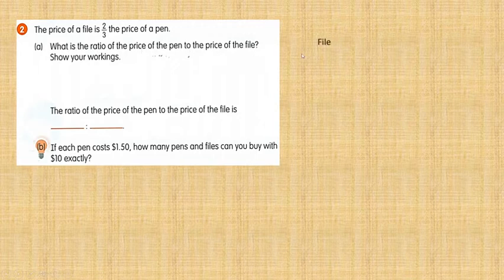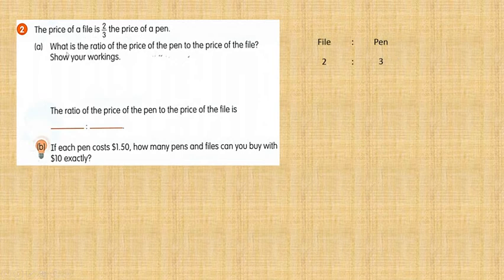So first I have to write down according to this order. The question said the file first, so write down the file first. File to pen. It's 2 over 3, it means it's 2 to 3. That's why I told you that the order is the most important thing. You have to write it down in order, to be able to write it down 2 to 3, not 3 to 2.